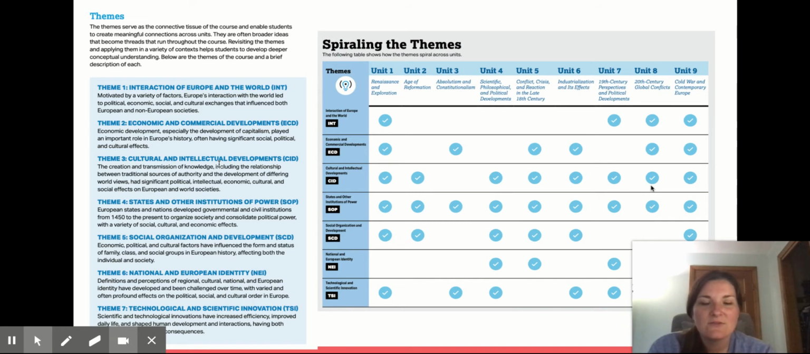So as you can see from this chart here, which I apologize is a bit cut off by my head in the corner, not all of these themes will be in every single unit. For example, you might see that national and European identity really isn't going to occur in the first 3 units of study in the beginning of the school year, but it is really going to come into play more in the latter half. Then you're going to see that there are some themes that are in every single unit no matter what. For example, states and other institutions of power.